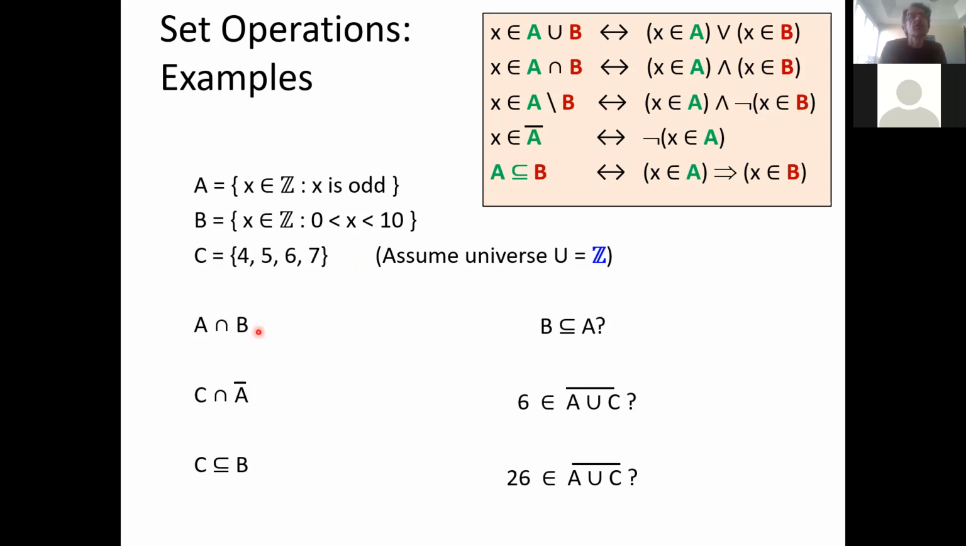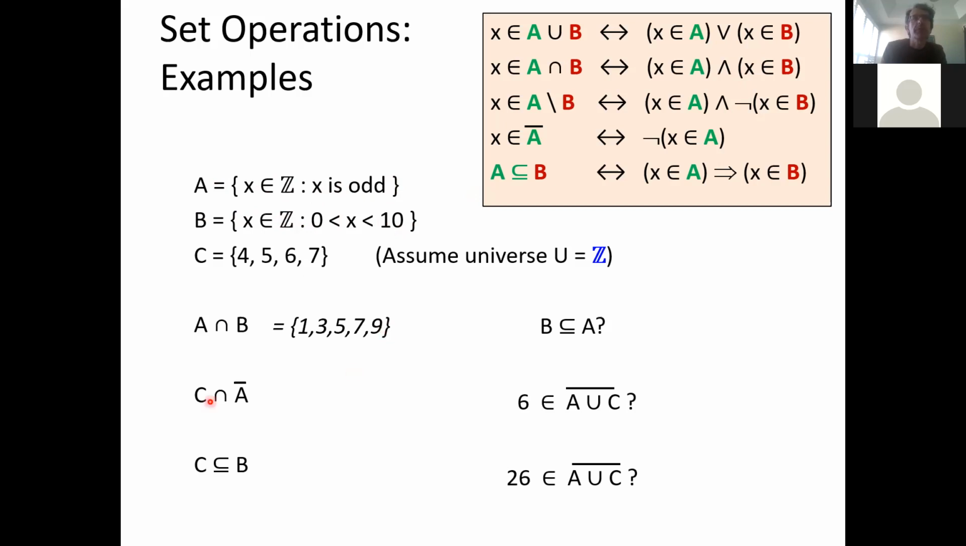Let's see, what is the intersection of A and B? The intersection of A and B is composed of all x's which satisfy this conjunction. It's an x which is in both A and also in B. A is those integers that satisfy this predicate, and B is all integers that satisfy this predicate. Conjunction, of course, means must satisfy both predicates. So in other words, it's an odd integer between 0 and 10. So it's 1, 3, 5, 7, 9, right?